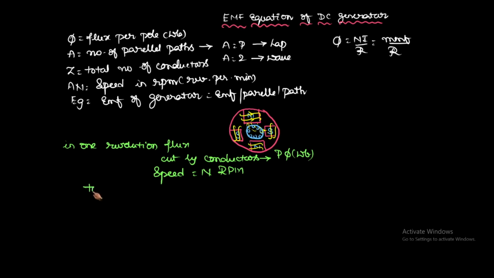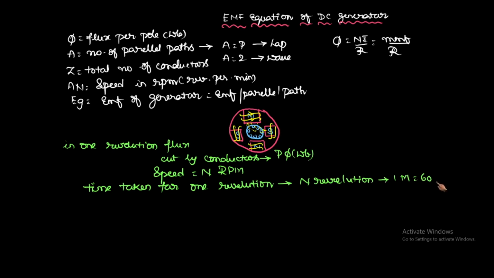Time taken for one revolution. Here you see this equation. For N revolutions, the time taken is 1 minute, which we can convert to 60 seconds. So for one revolution, how much time will it take? That is 1 by N into 60, that means 60 by N seconds.